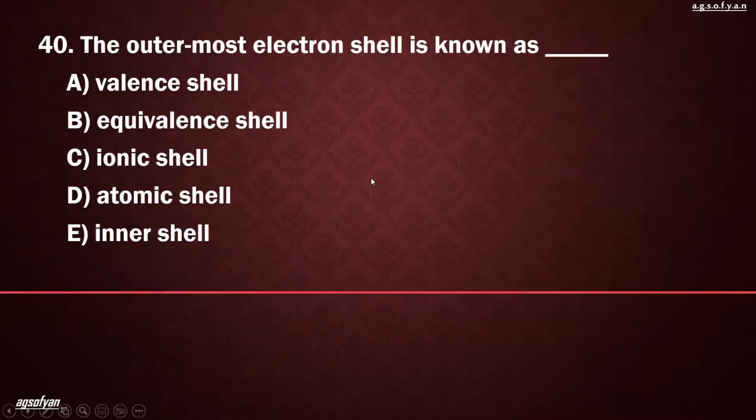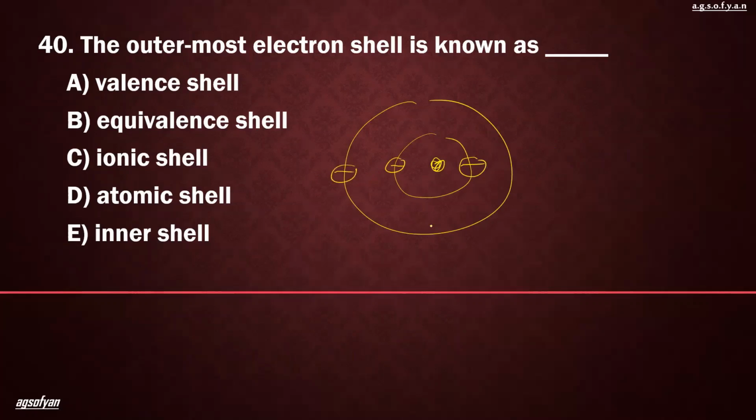The outermost electron shell is known as, it has a name. So if you have nucleus and then you have shells, right? The first shell will be only 2 electrons. The next will be maximum 8. So the last one over here is called the valence shell. That's the name. The outermost shell is called valence shell.